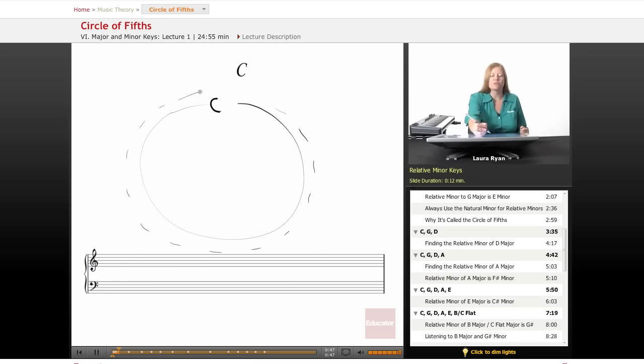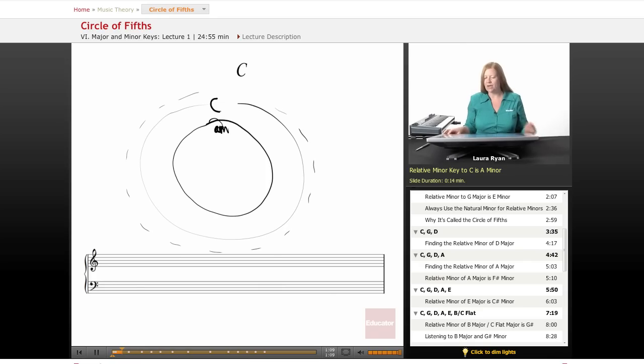Okay, so what we do is we start with C. C has no sharps, no flats, this is at the very top. The related, we're going to draw a little circle on the inside. The related minor key to C is A minor. Okay, so let's play through C on our keyboard.